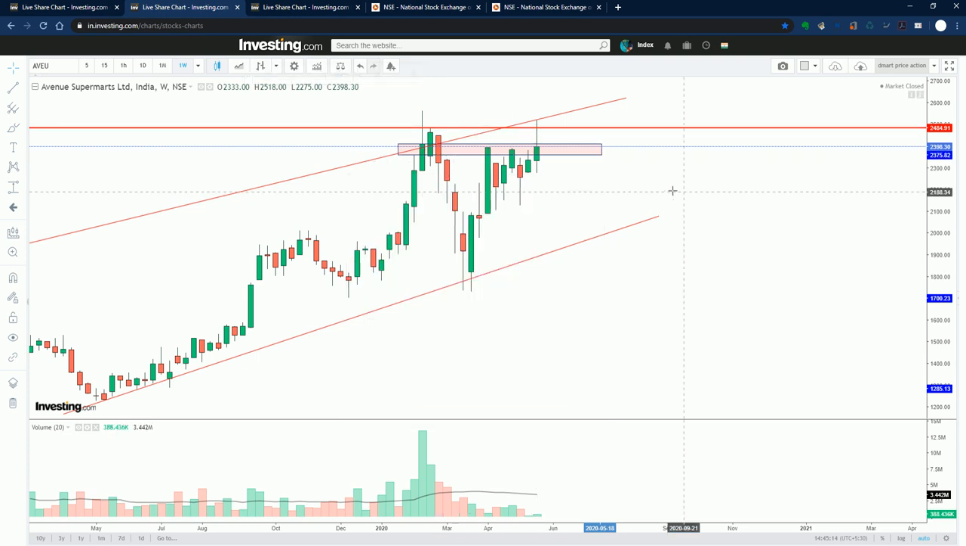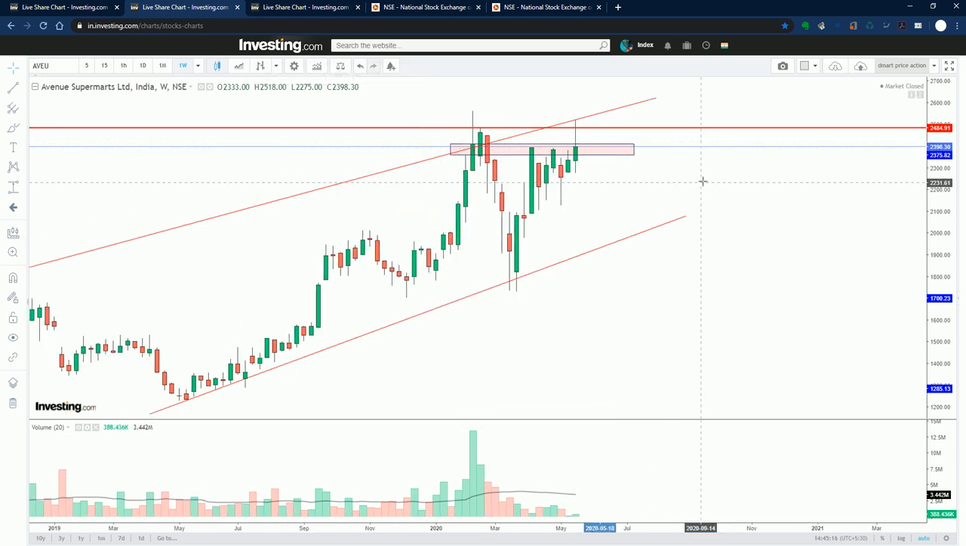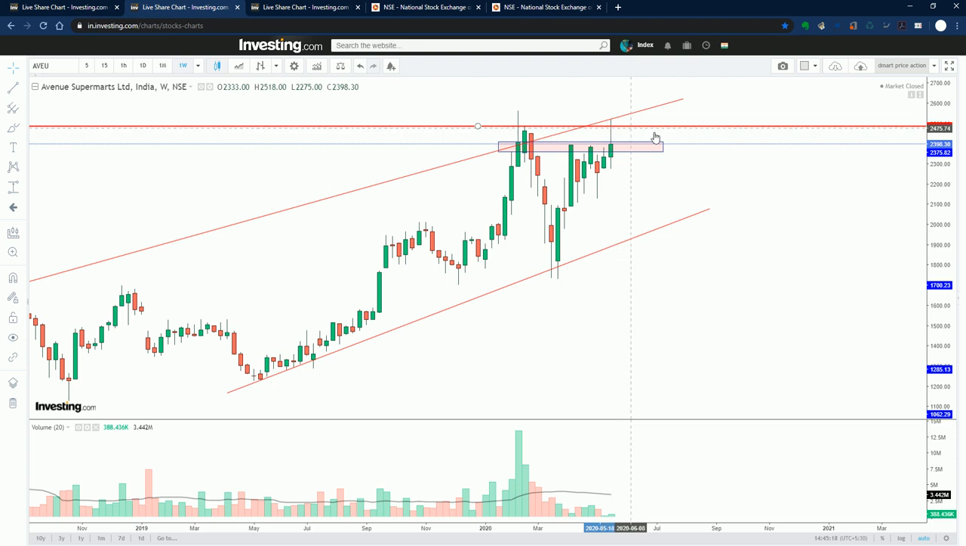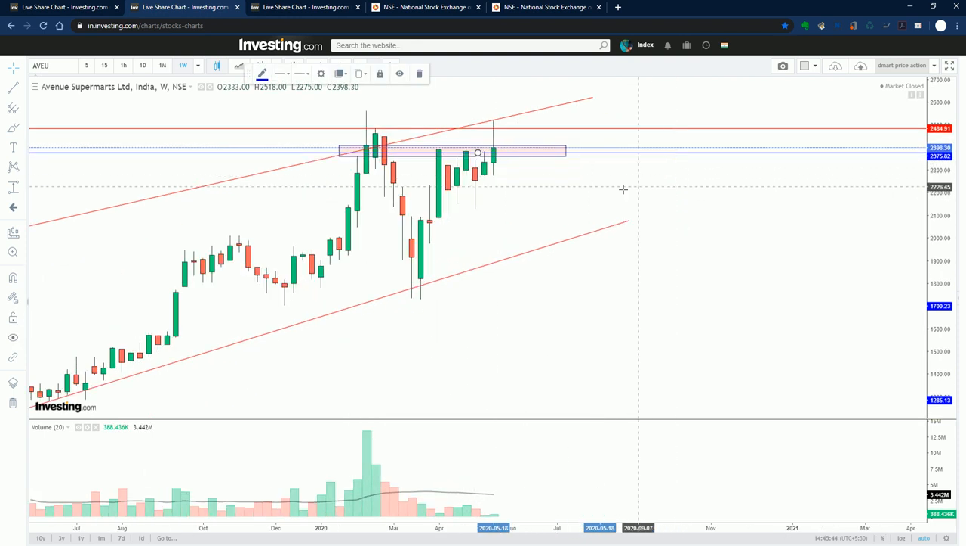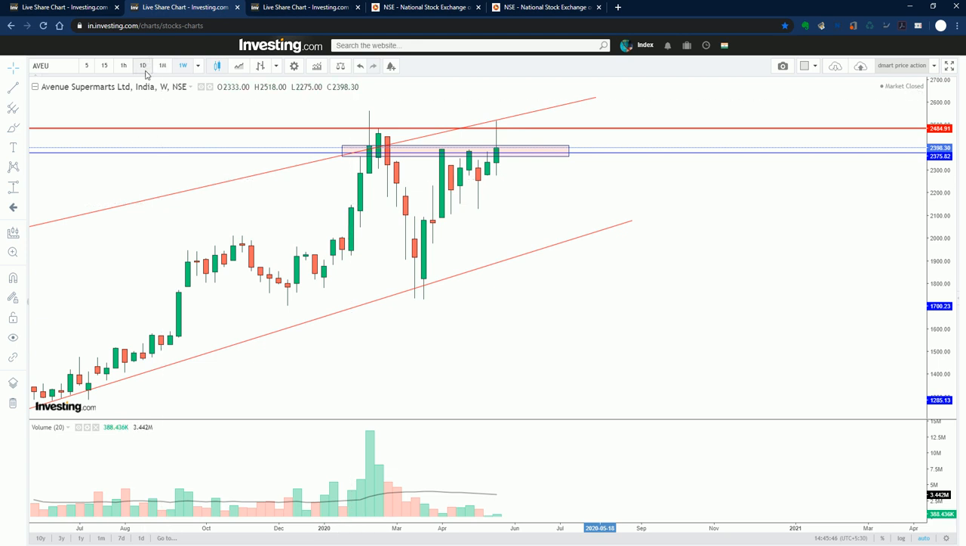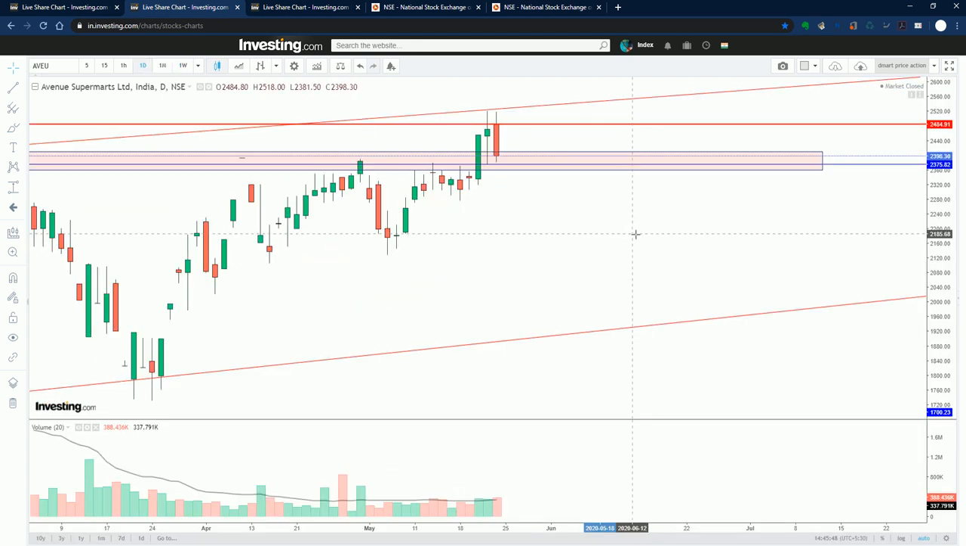See here, this 2485 level is acting as a strong resistance level. It got tested one, two and three times. Only above that can we say it is in an up move. This level is also acting as a strong support right now. So we will look into the day chart here.